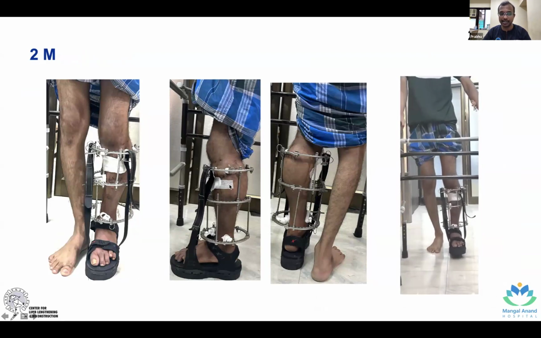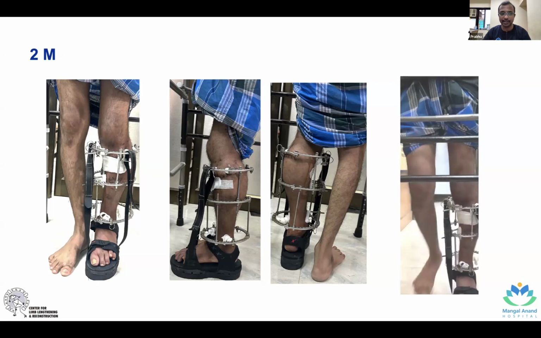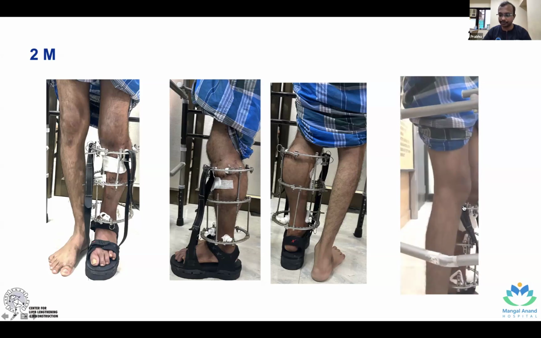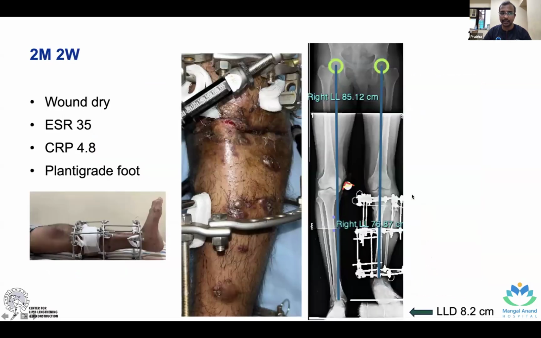So these were the clinical features. Patient was walking with sole raise as there was a defect of about 8 centimeters. This is walking video. Patient was asked for touchdown mobilization. By the end of 2 months, 2 weeks, the ESR and CRP was below range. Wound was dried. Foot was plantigrade. And the limb length discrepancy was about 8.2 centimeters.